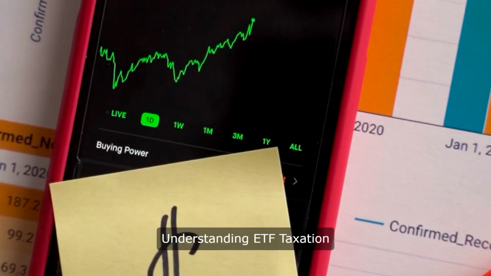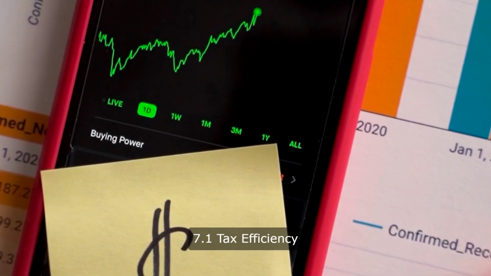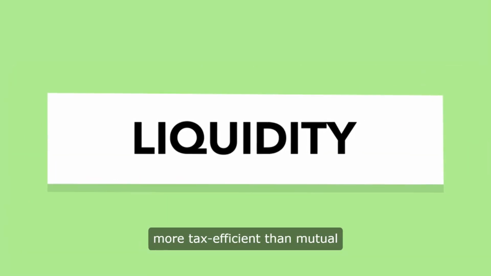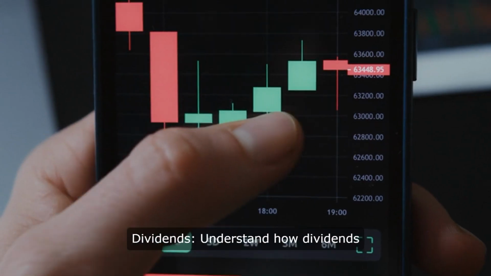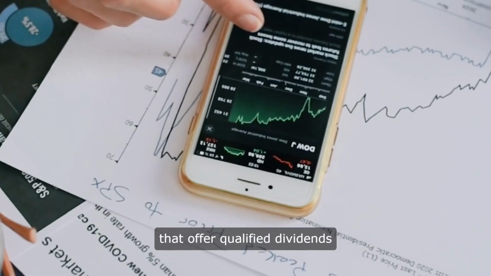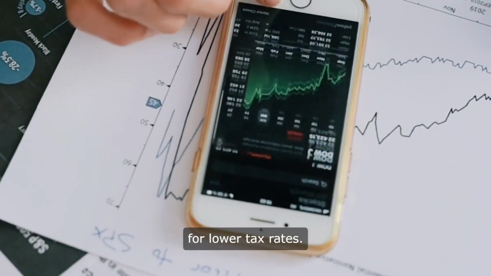7. Understanding ETF taxation. 7.1 Tax efficiency, capital gains. ETFs are generally more tax efficient than mutual funds due to their structure. Dividends: understand how dividends are taxed and consider ETFs that offer qualified dividends for lower tax rates.